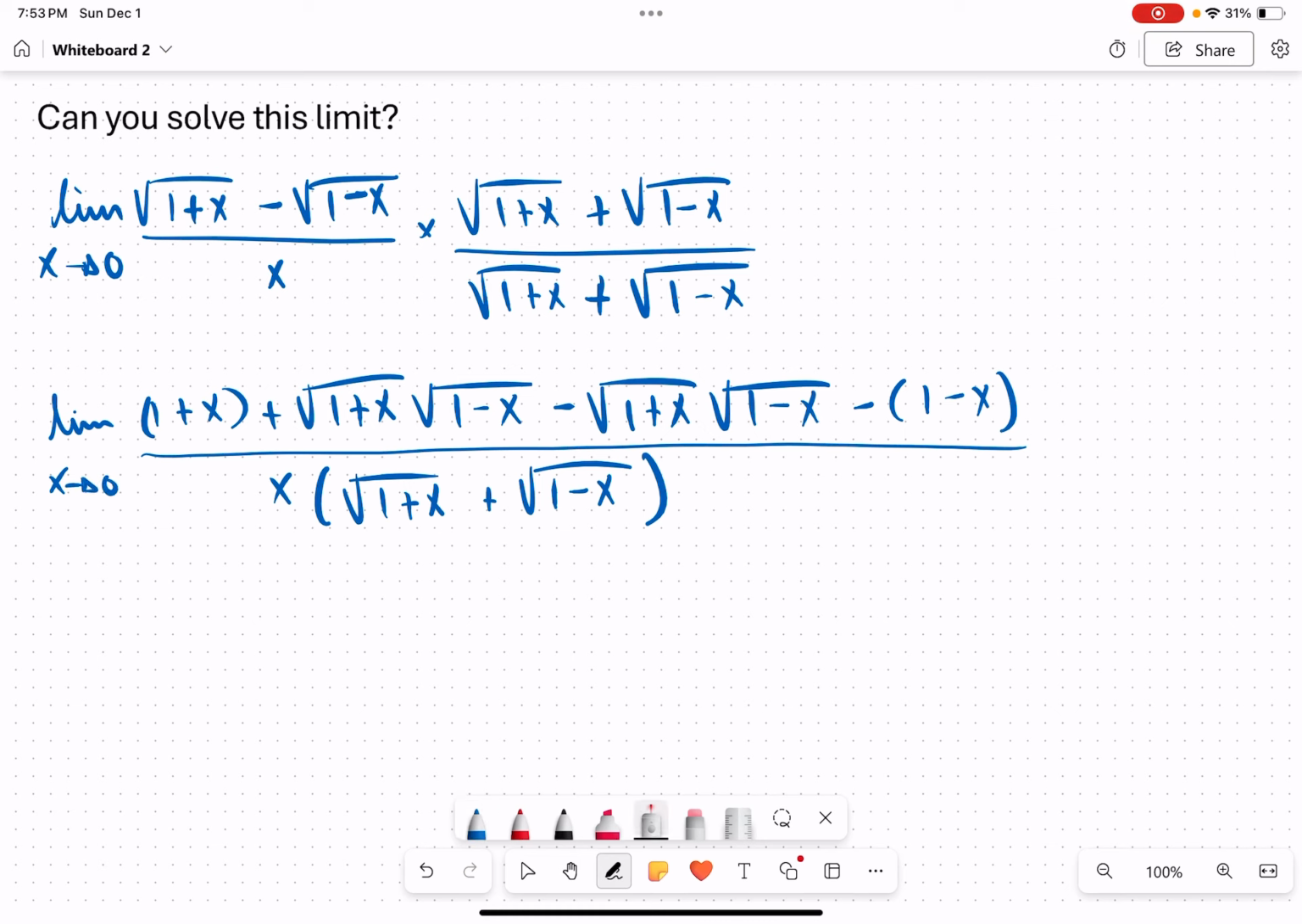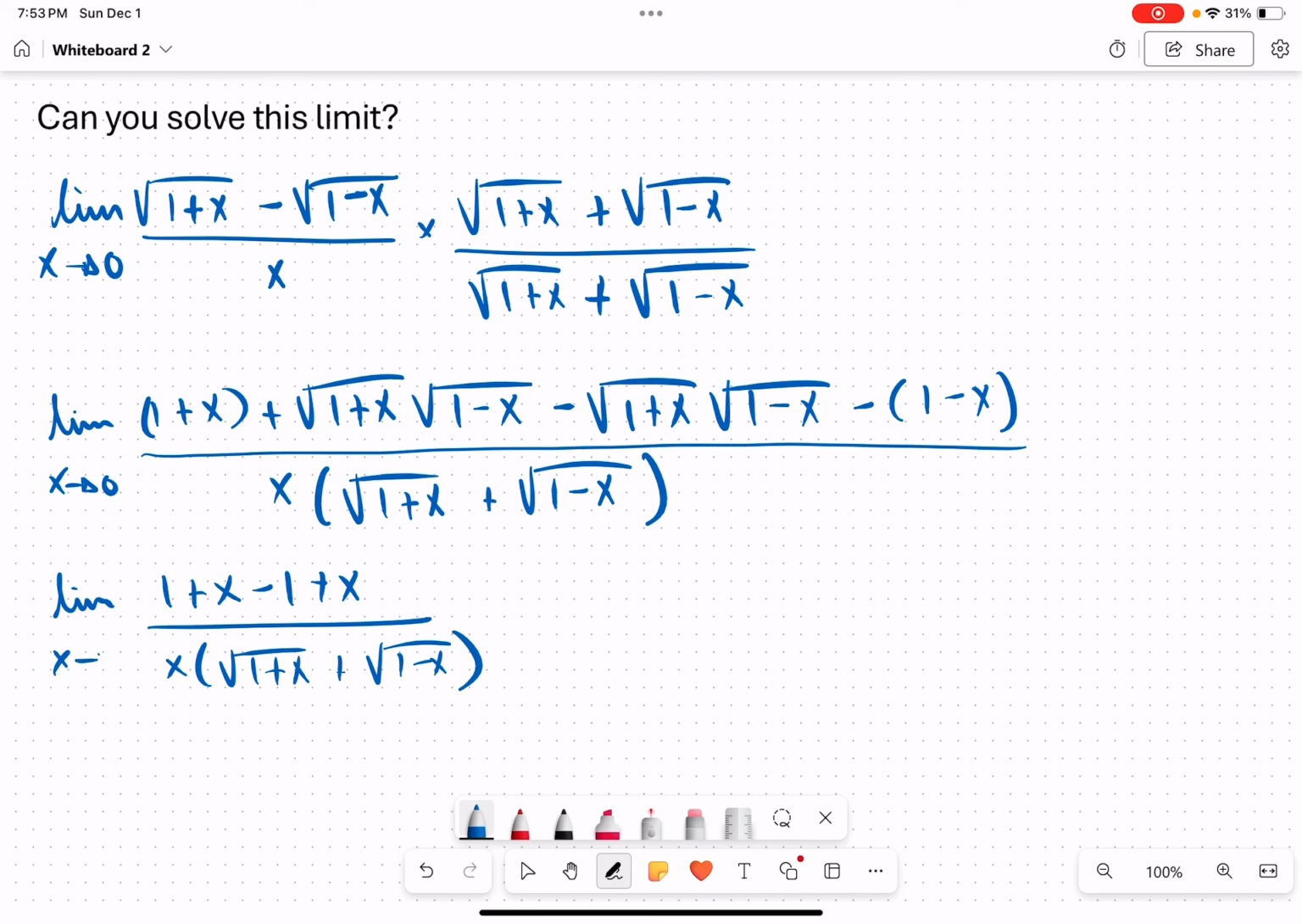Now we can see that this can actually be canceled out because they're the same thing and they're being subtracted. So we're going to be left with the limit of 1 plus x. And now all we have to really worry about in the numerator is this part here. Everything inside the parentheses is going to change its sign. So we're going to have minus 1 plus x over x times the root of 1 plus x plus the root of 1 minus x, parentheses, as x approaches 0.